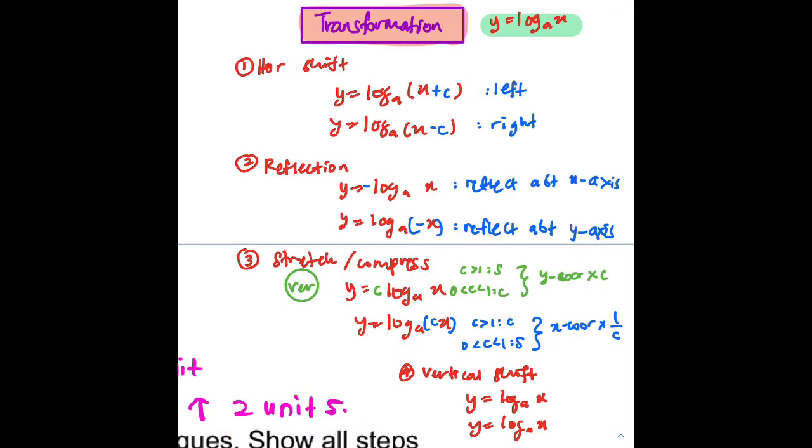And finally, for vertical shift, the graph can go up or down. So when you have plus c outside, the graph will go up. When you have minus c outside, the graph will go down. So basically, this is the transformation for the function of log. After this, we'll go one by one through the examples. You can refer to these notes whenever you want to do transformation.